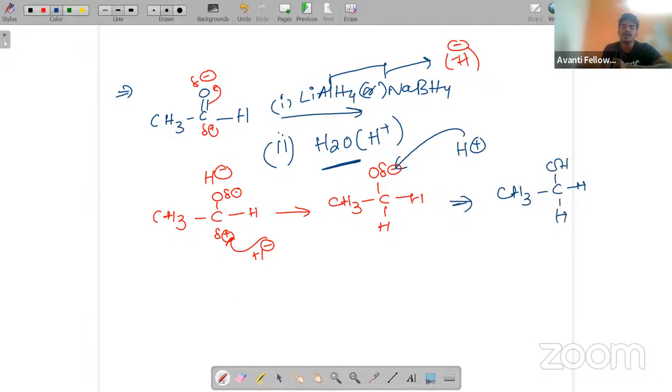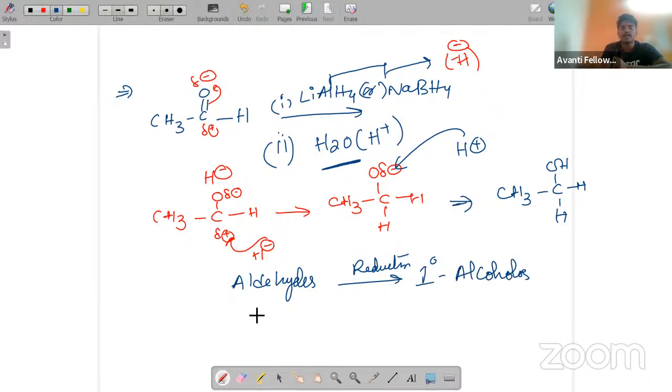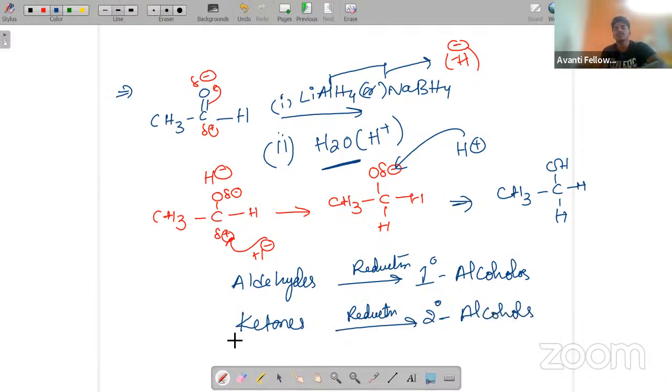So always remember, aldehydes upon reduction will give primary alcohols. And next, ketones upon reduction will give secondary alcohols. Very important, guys.